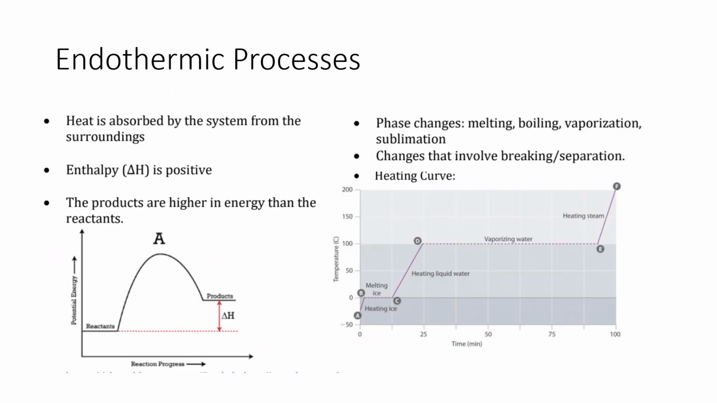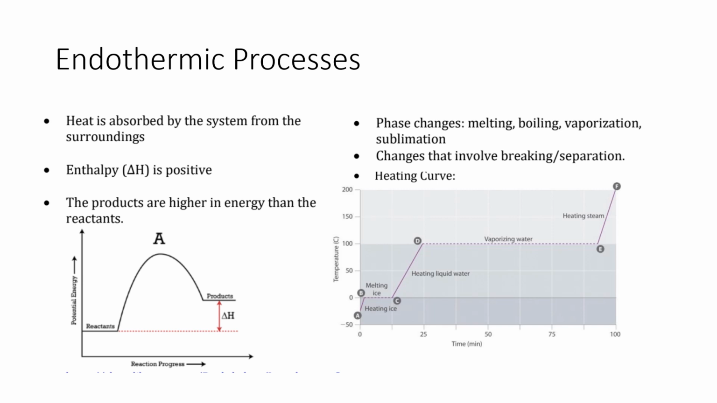Endothermic processes, just a refresher: heat is absorbed by the system. Enthalpy, delta H, is positive. The products are higher in energy than the reactants because energy needs to be absorbed to go to a higher position. Some phase changes, melting, boiling, vaporization, sublimation, changes that involve breaking, separating. Your heating curve, your heating phase diagram, all that type of stuff. So notice it's going up in temperature.